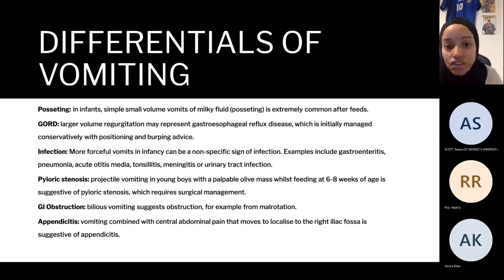Infections, so gastroenteritis, but also other infections like ear infection, tonsillitis, meningitis, UTIs even can cause vomiting, pyloric stenosis as well, as we've mentioned, and if they've had any obstructions, which we'll go on to in a moment, and appendicitis can cause it.